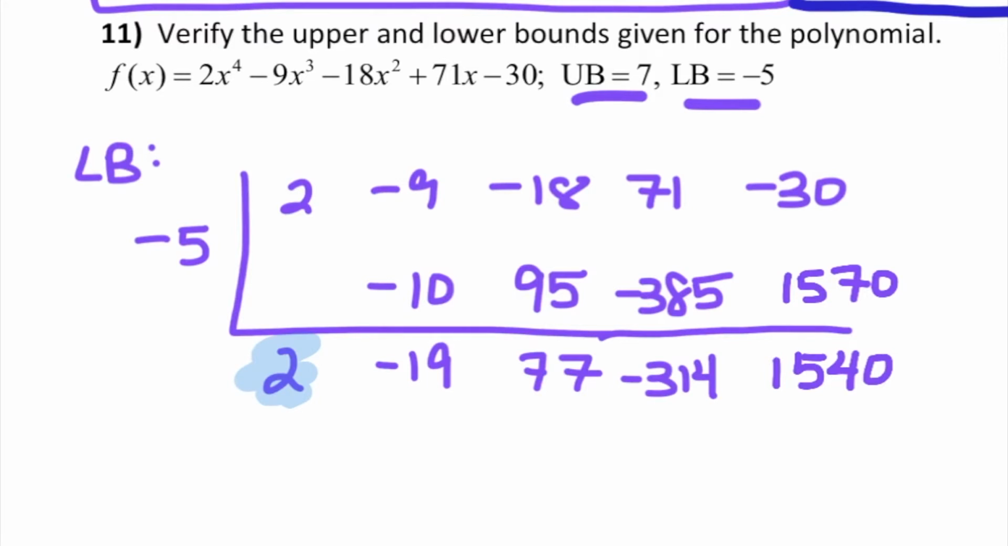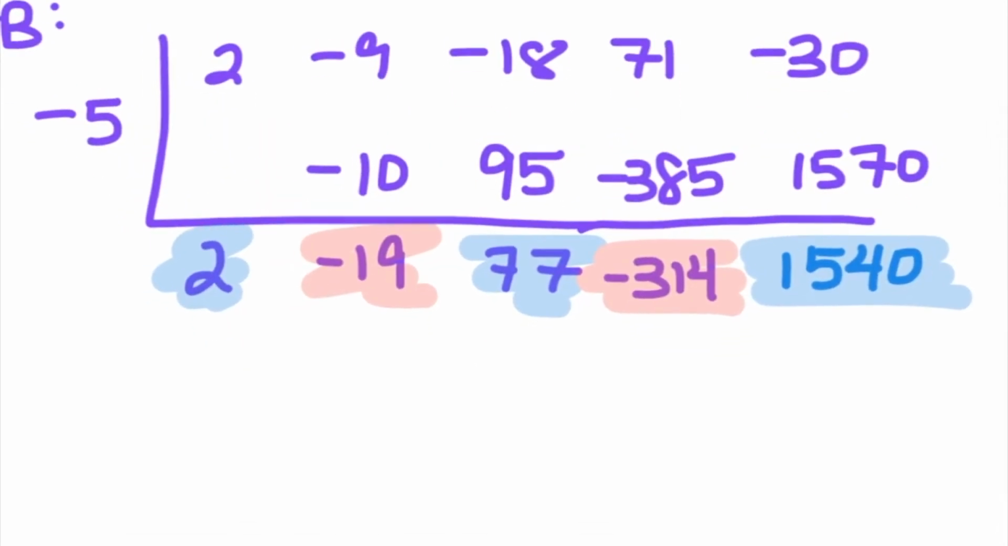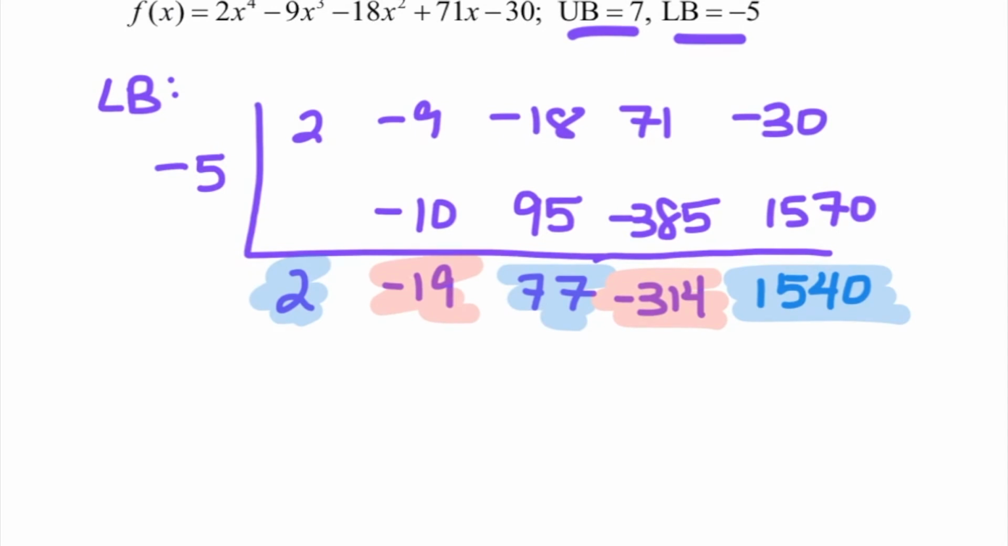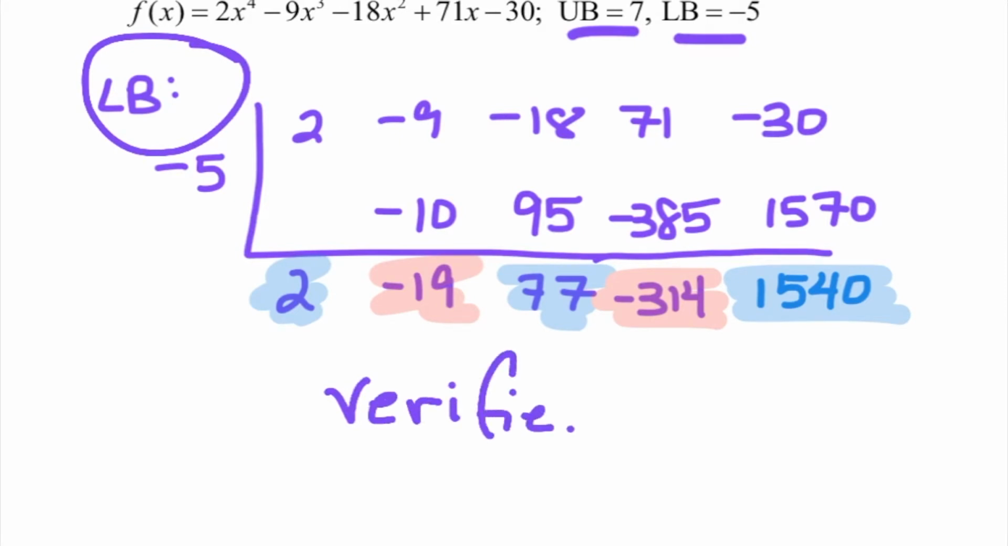alternating positive, negative, positive, negative, positive. And so if your quotient row is alternating positives and negatives, then that means that your lower bound test is verified. You don't have to write verified, but I'm just doing that for completion. So now you have verified the lower bound.